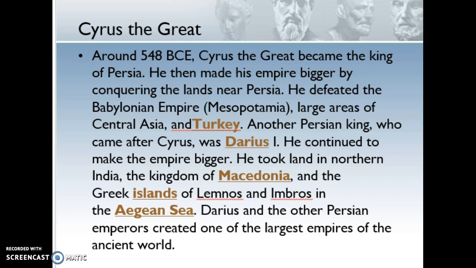Another Persian king who came after Cyrus was Darius the First. He continued to make the empire bigger. He took land in northern India, the kingdom of Macedonia, and the Greek islands of Lemnos and Imbros in the Aegean Sea. Darius and other Persian emperors created one of the largest empires of the ancient world.